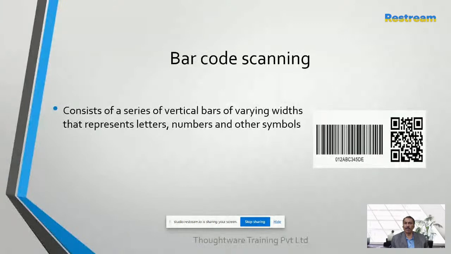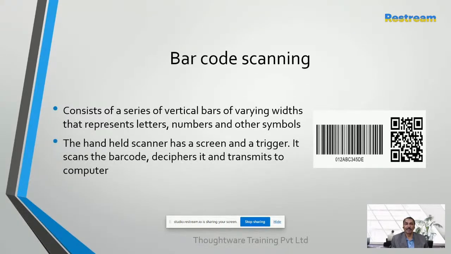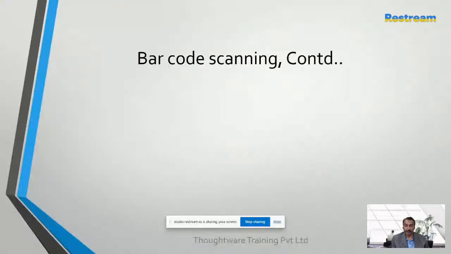Of course, all of you may be familiar with this. This barcode is even being used in the supermarket or any retail store. They have this facility, but in industrial environment, still we are not able to adopt this because of some technology limitation. The handheld scanner has a screen and a trigger. It scans the barcode, deciphers it, and transfers to the computer. 2D, 3D barcode are also available.